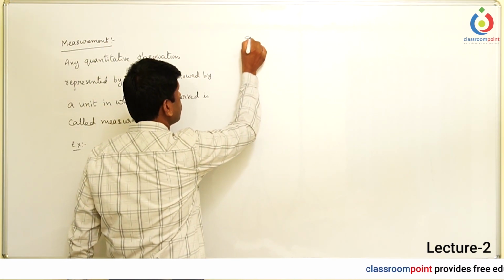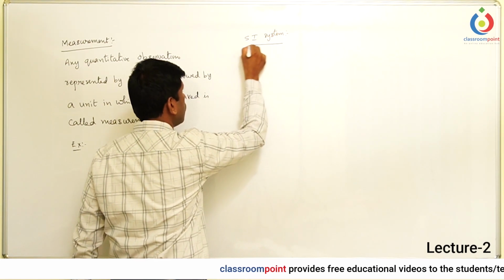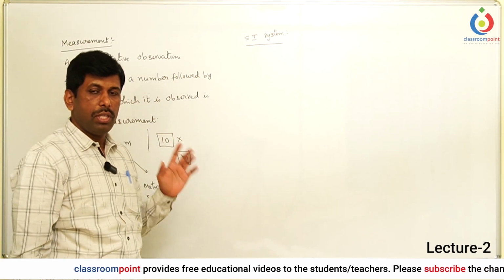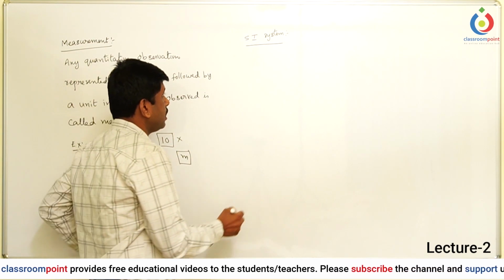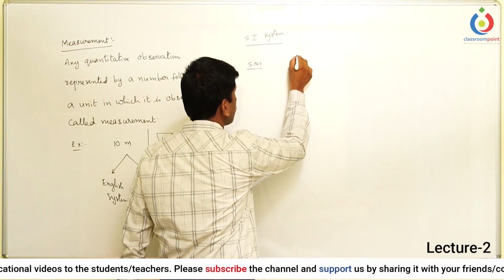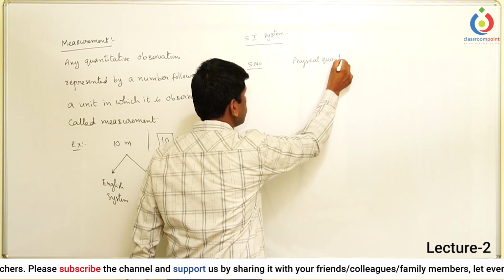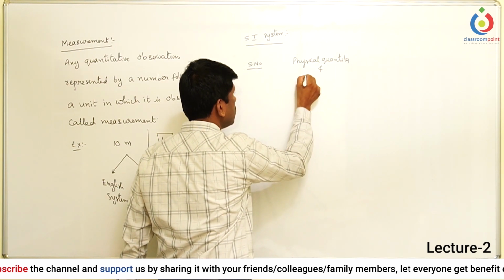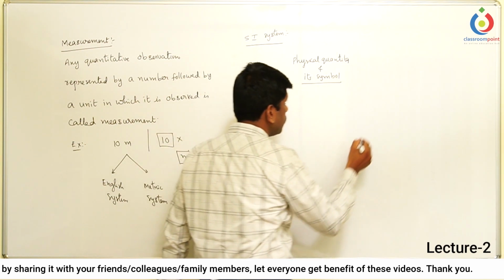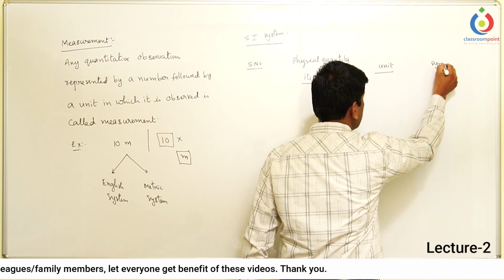So in the SI system, basically 7 fundamental units are there. So these are called the base units. Let us see those base units. Serial number, physical quantity and its symbol, unit and unit symbol.